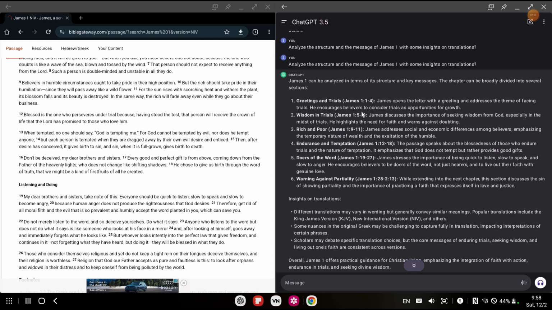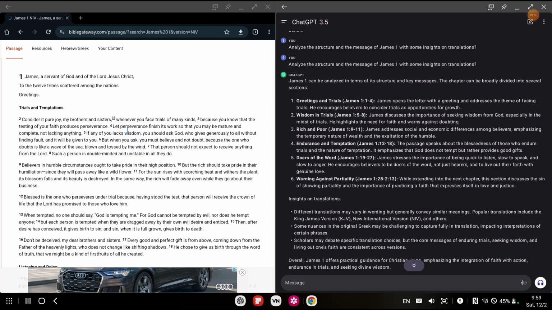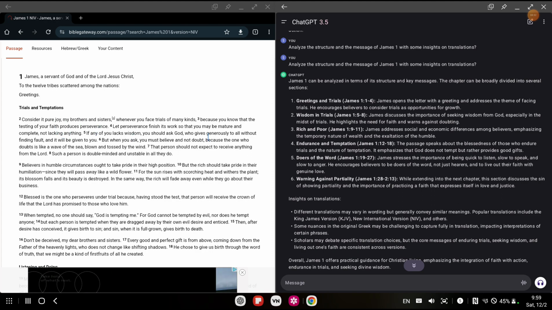What's really neat is I'm pretty sure this is probably an aggregation of literary studies and commentaries from online that this tool is trained on. But you can look at it: greetings and trials, James 1:1 through 4. James opened the letter with a greeting and addresses the theme of facing trials. He encourages believers to consider trials as opportunities for growth. Right, so perseverance finishes its work so that you may be mature and not lacking in anything. It's a very growth-minded mindset.